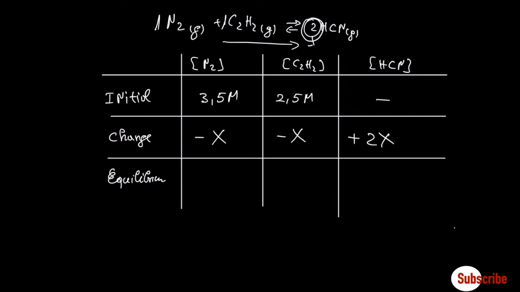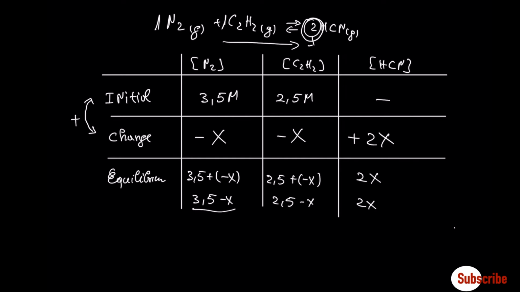Next step is to sum the initial row with the change row in order to find the equilibrium concentration. So these ones are the equilibrium concentrations. The final step is to place these equilibrium concentrations into the equilibrium constant expression that we are going to rewrite again here.